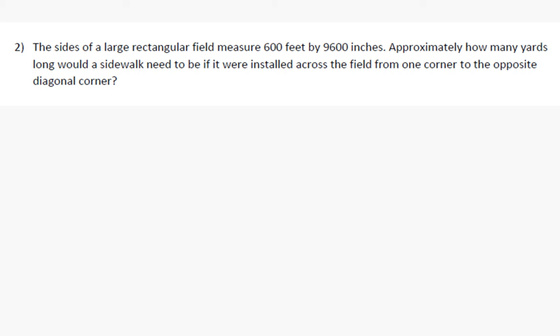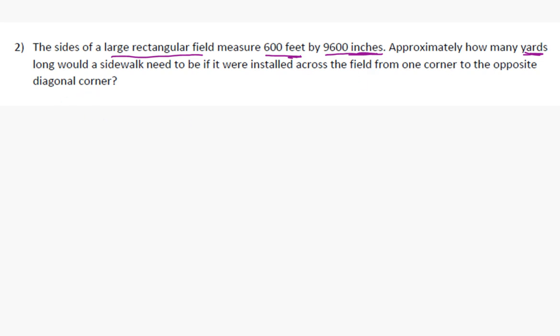Alright, so this is the most entertaining of the problems. Just in concept, not the actual math. Large rectangular field. So it's a rectangle. 600 feet by 9,600 inches. So right there should tip you off that this is going to be a pain because we have feet and inches. Approximately how many yards? Okay, so this is getting even worse. Now we have feet, inches, and yards. Would a sidewalk need to be installed across the field from one corner to the opposite diagonal corner?